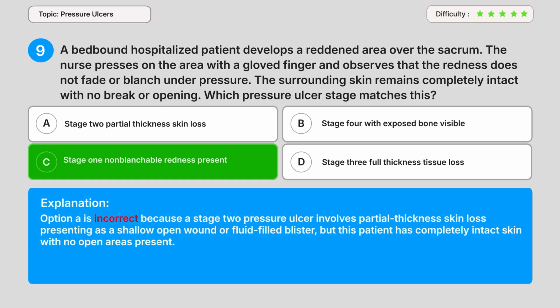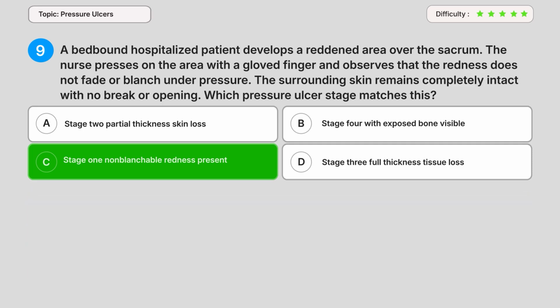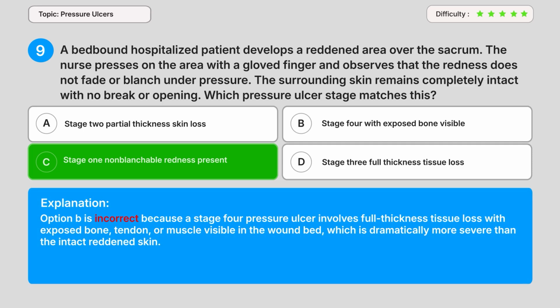Option A is incorrect because a stage 2 pressure ulcer involves partial thickness skin loss presenting as a shallow open wound or fluid-filled blister, but this patient has completely intact skin with no open areas present. Option B is incorrect because a stage 4 pressure ulcer involves full thickness tissue loss with exposed bone, tendon, or muscle visible in the wound bed, which is dramatically more severe than the intact reddened skin.